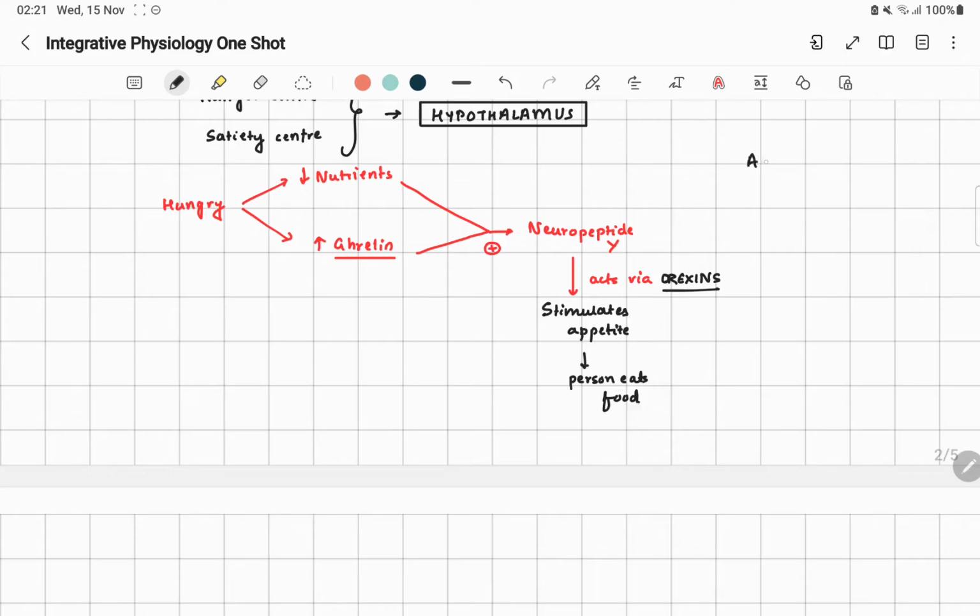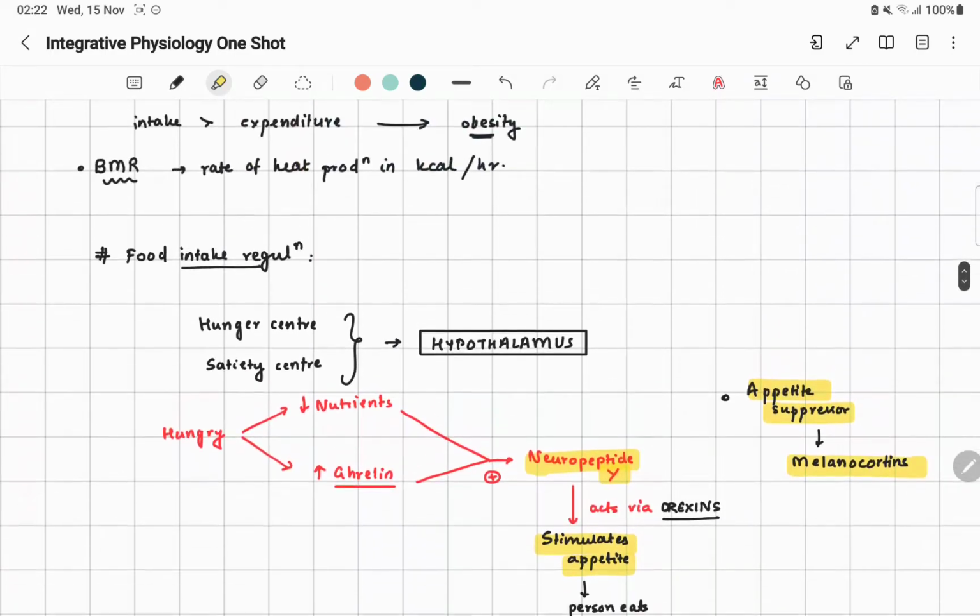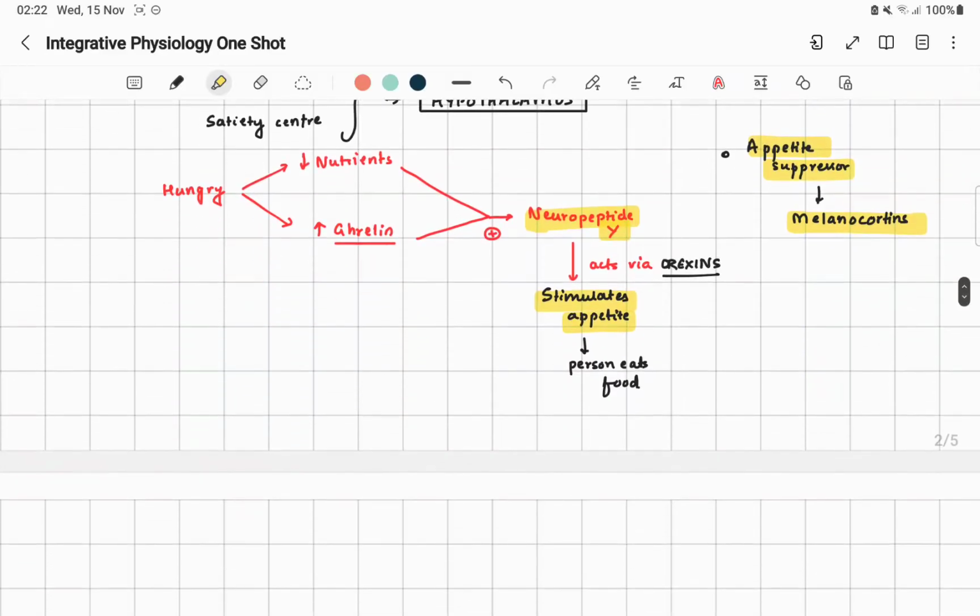We have an appetite suppressor also, which is present in the melanocortins. So melanocortins are your appetite suppressors, and neuropeptide Y is the appetite stimulator. Understood? So by this your food intake is regulated.